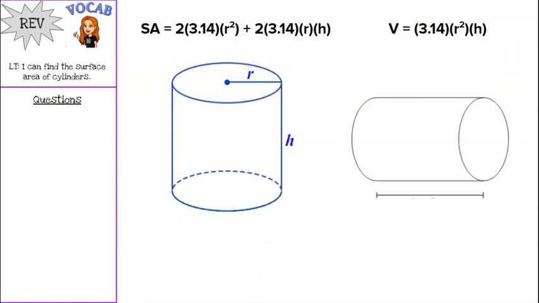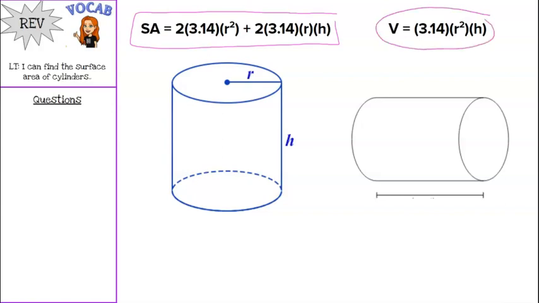Next we have our formulas. We have our surface area formula, which is 2 pi r squared plus 2 pi r h. And then we have our volume formula, which is pi r squared h.